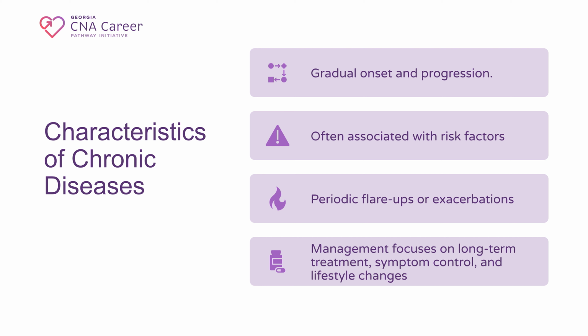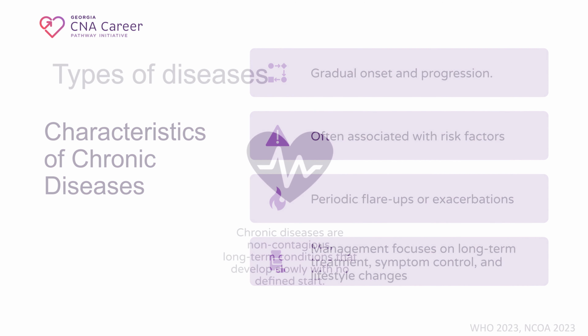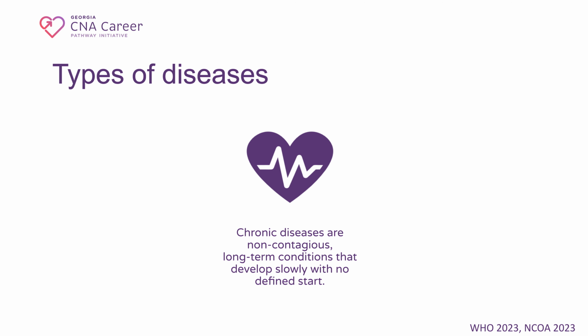Characteristics of chronic diseases include gradual onset and progression, often associated with risk factors like smoking, poor diet, lack of exercise, and genetic predisposition. They may involve periodic flare-ups or exacerbations. Management focuses on long-term treatment, symptom control, and lifestyle changes. Chronic diseases differ from other types of diseases in terms of timing and contraction.